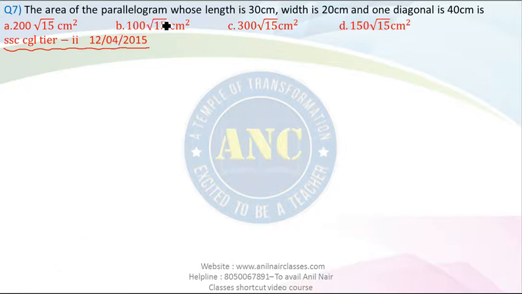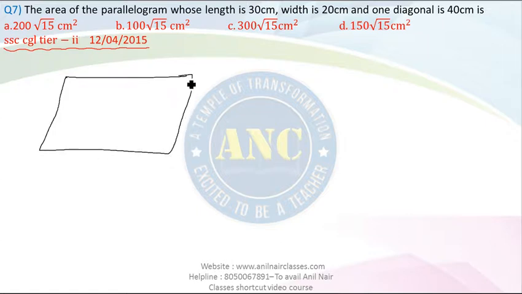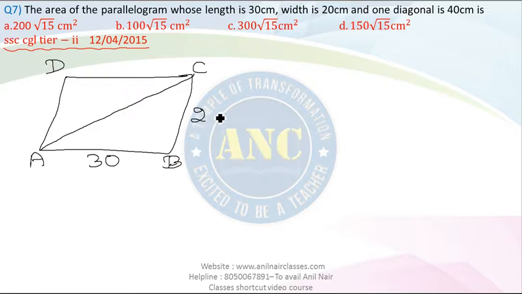Now see here, the area of a parallelogram whose length is 30, width is 20, one diagonal is 40 is how much? Same question, no change in the question. If I name this parallelogram as ABCD, one of the sides is given as 30, another side is given as 20, diagonal is given as 40.